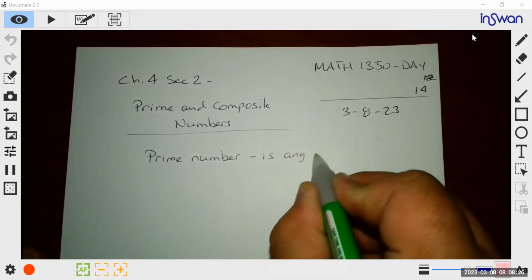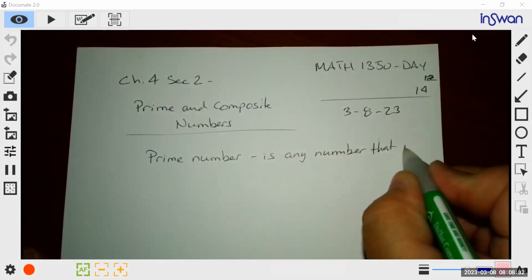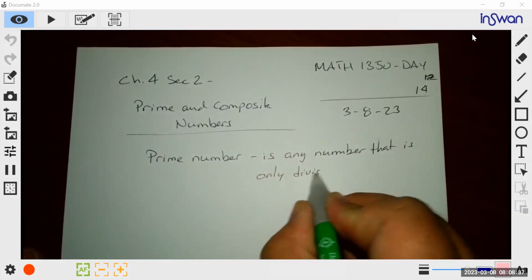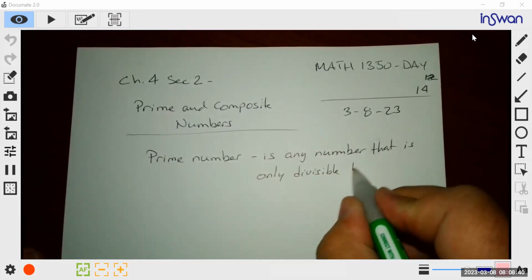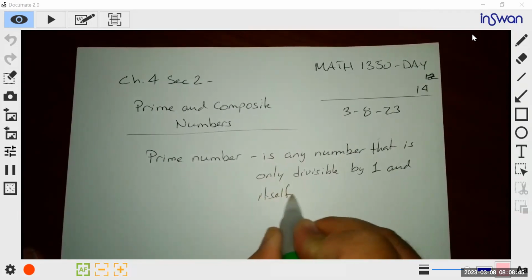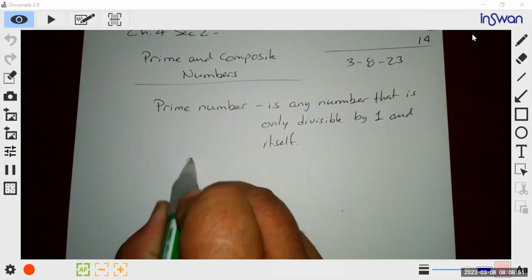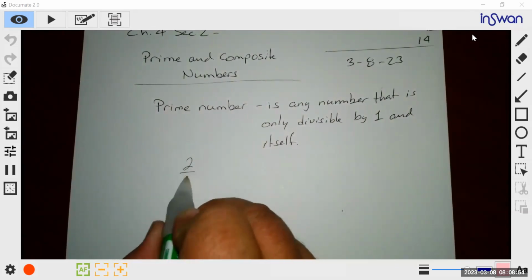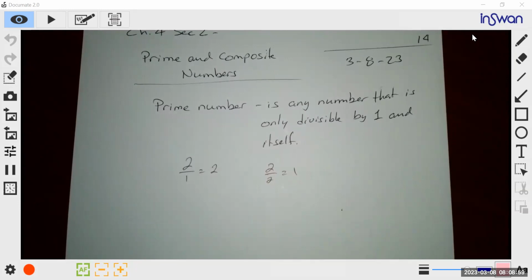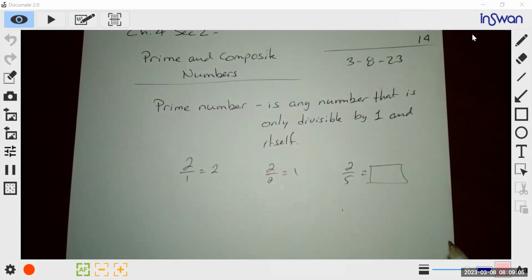is any number that is only divisible by 1 and itself. For example, the number 2. If I divide it by 1, I get 2. If I divide it by 2, I get 1. I can't put any other number in there. 2 divided by 5 doesn't equal an integer.